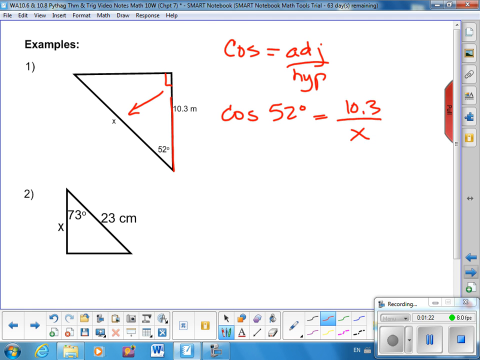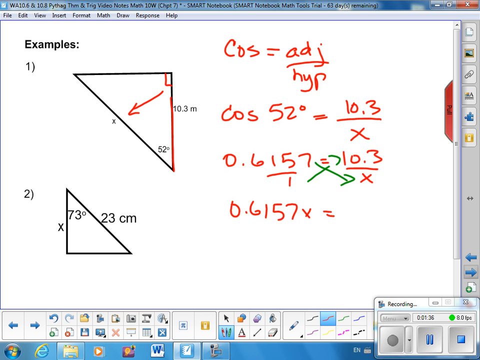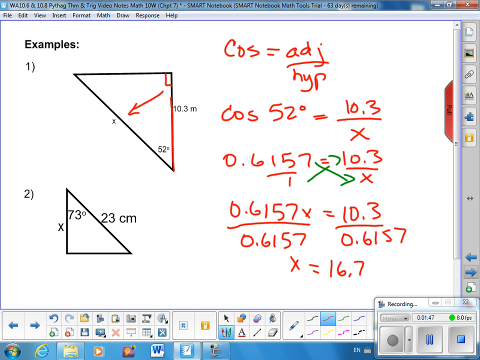You take cos of 52, come up with the 4 decimal number, 10.3 over x. Put the decimal over 1 so we can cross multiply. You have 0.6157x equals 10.3. Divide by 0.6157. And x is 16.73 meters.